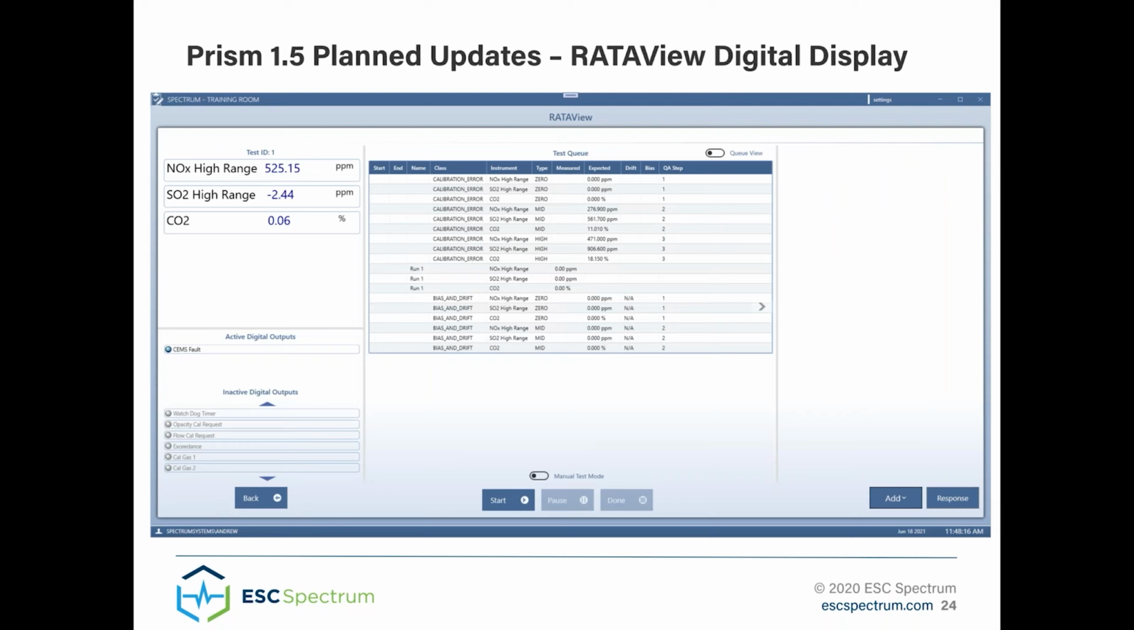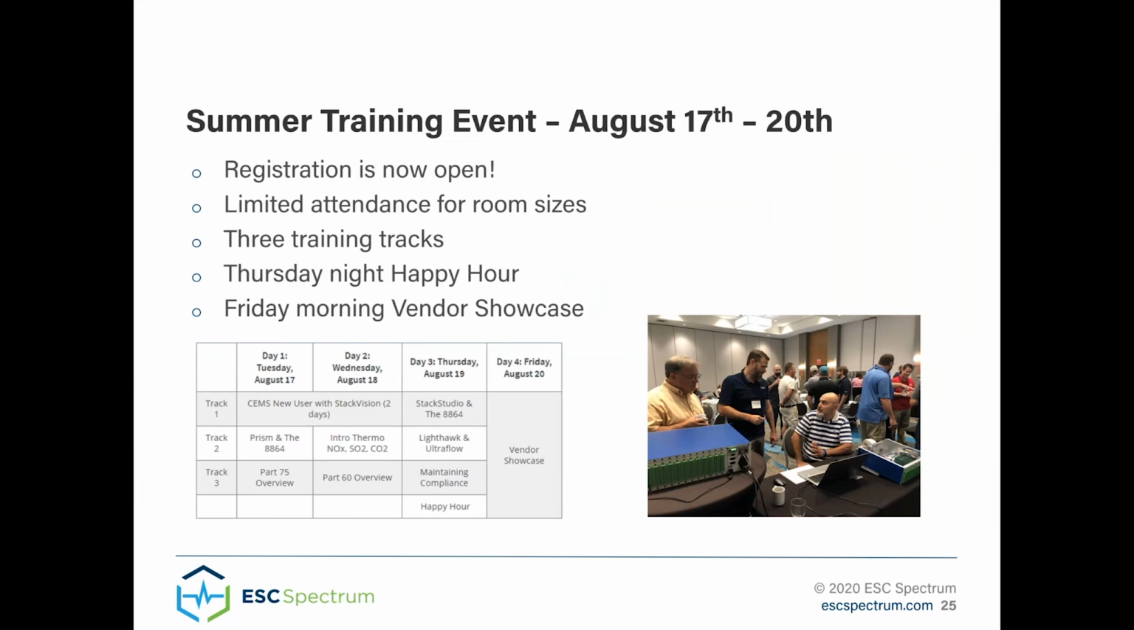Also for RataView, we're adding a new digital display to the test that's now running. So in 1.5, this will be added to tests now running, a little section down here, which will show you which digital outputs are currently active and which ones are inactive. That way you can see what's going on as far as which ones are being exercised, and you can toggle those if needed as well. That's pretty much it for the main stuff for 1.5 that's planned, which will be our fall release.